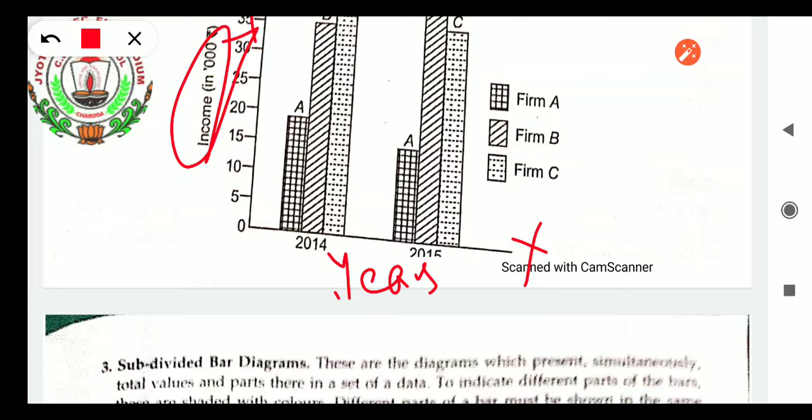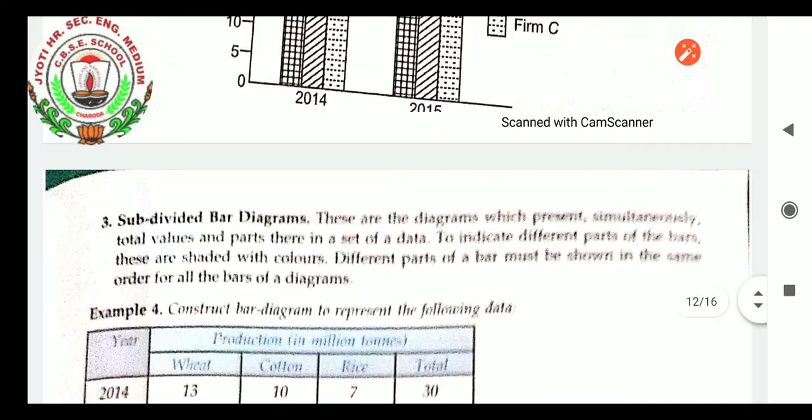Firm A, firm B and firm C, three different firms' data are given. You can make the year-wise diagram representing them. As there are three firms, you can distinguish between the bars by drawing differently. For firm A you have used the square shape, for firm B the slanting lines, and for firm C the dots. This way you can distinguish between the three data which you are presenting in the same graph.